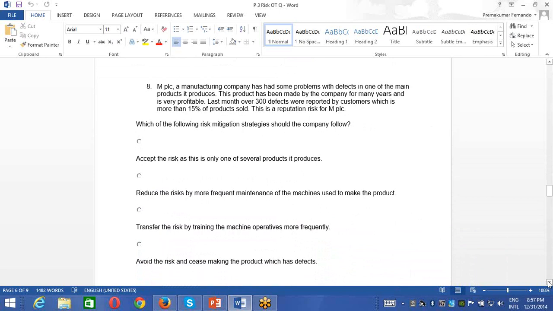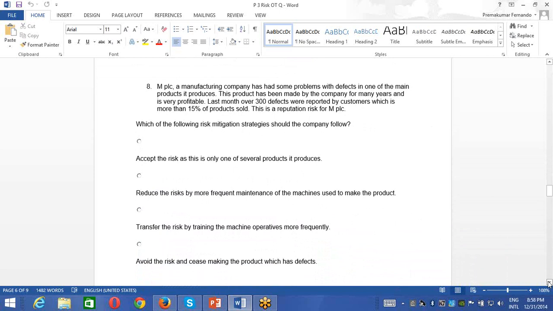Reduce the risk by more frequent maintenance of the machines used to make the product. What do you think of that one? I'm not sure it was because of the machines that the products went bad. But let's look at the other answers also. Transfer the risk by training the machine operatives more frequently. Avoid the risk and cease making the product which has defects.